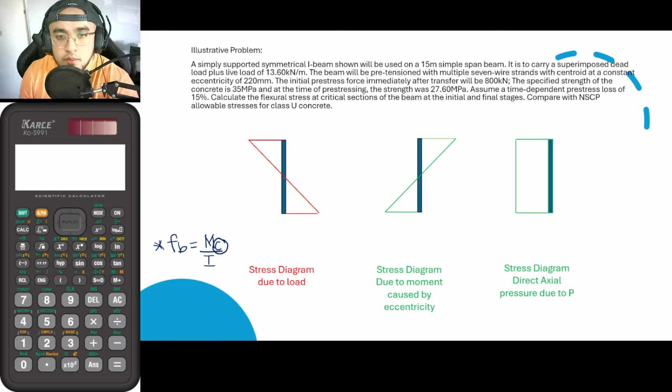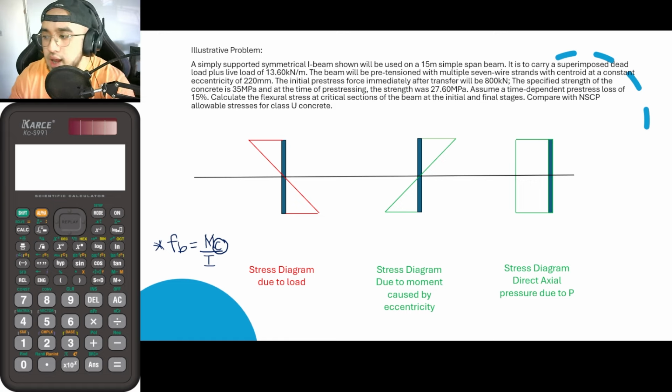Okay, so proceeding, let me first plot this line here, and let us assume that that is the neutral axis. I will now be writing YT and YB. Let us assume that YT is the distance from the neutral axis up until the furthest top fiber, and YB is the distance from the neutral axis to the extreme bottom fiber.